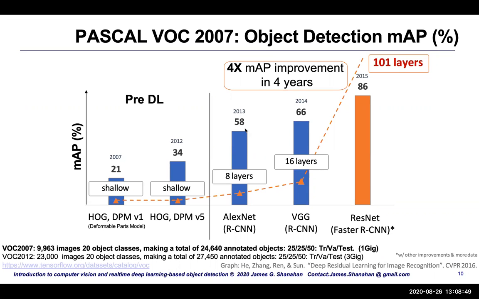Until in 2012, we saw the advent of deep learning in a big way. And then we saw the MAP jump to 58 to 86. So by 2015, we had already pretty much solved this problem. This is a small problem, 20 classes, and there are about 20,000 images with about 27,000 annotations. And typically they're split between 50% training and 50% test. Now, you might say, wow, this is amazing progress, but it's a really small problem.